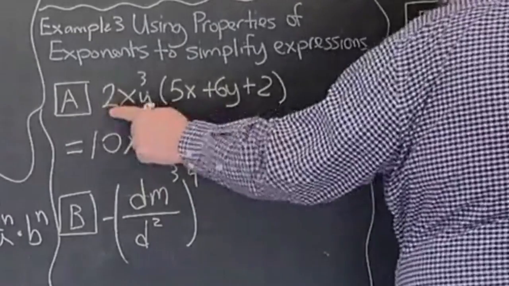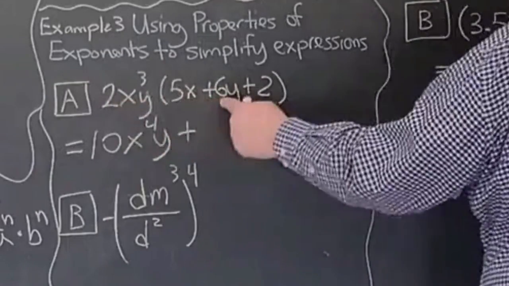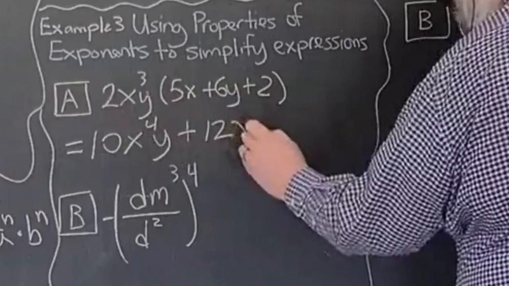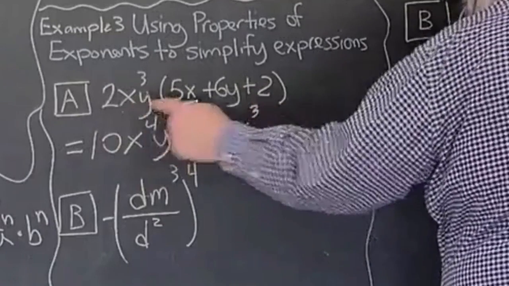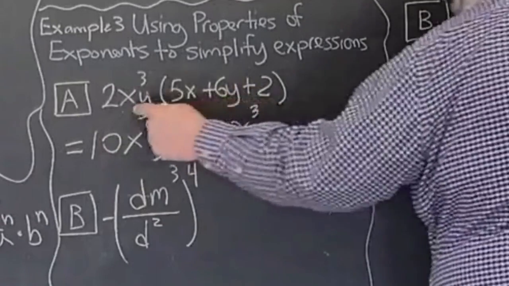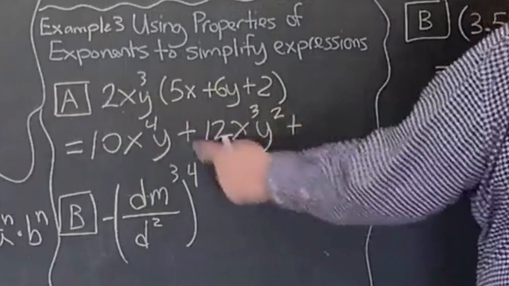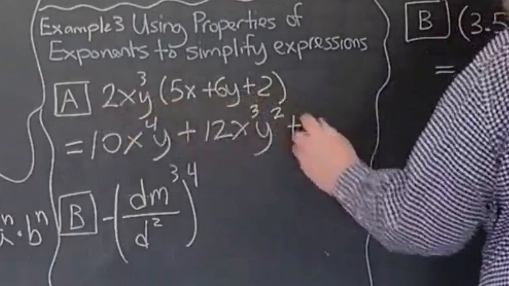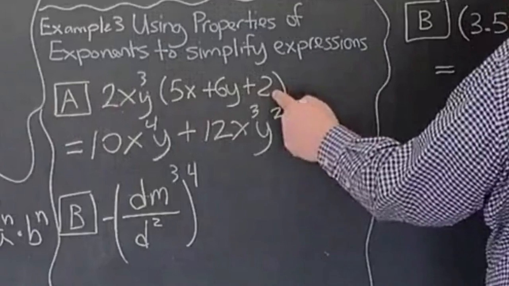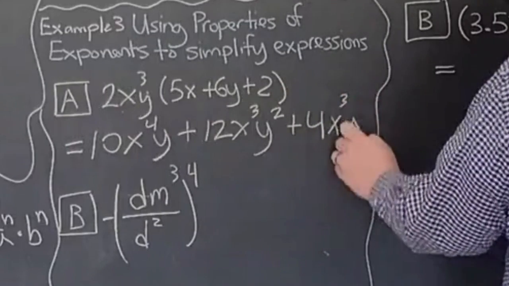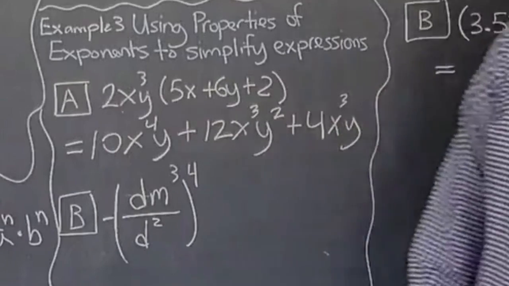Now I multiply the coefficients, 2 and 6. 2 times 6 is 12. I carry the x cubed in, and then I add the powers for y. 1 plus 1 is 2, so this is y squared. Now I take the coefficients, 2 times 2, that's 4. And since this has no y part of the term, I just rewrite x cubed y. And now it's completely distributed. I'm done.